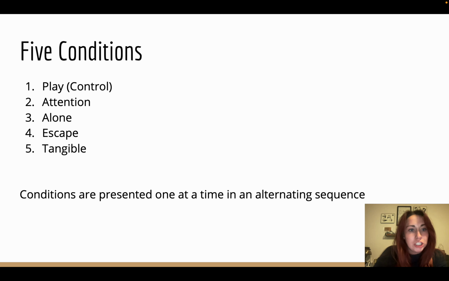So the 5 conditions that are commonly looked at are the play or control condition, the attention condition, alone, escape, and tangible conditions. And these are all presented one at a time in an alternating sequence, and they can be repeated to see if there is consistency across the conditions of whether or not the behavior is or isn't occurring.